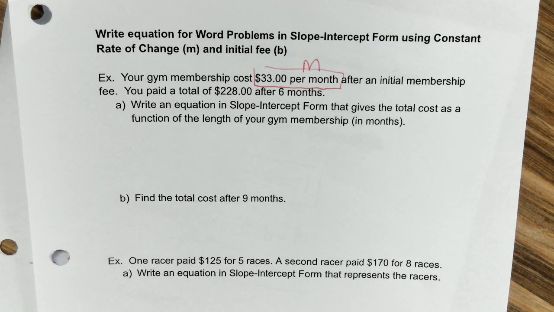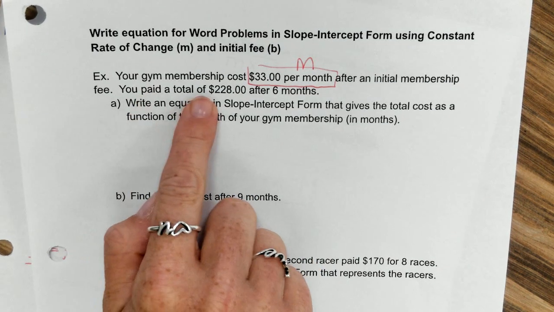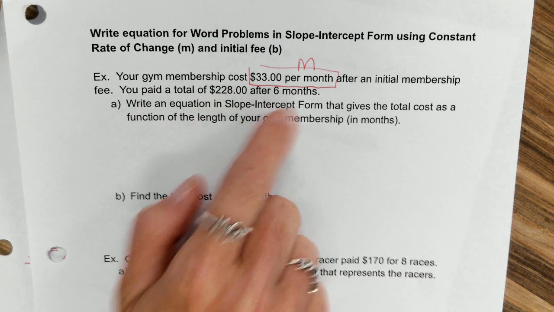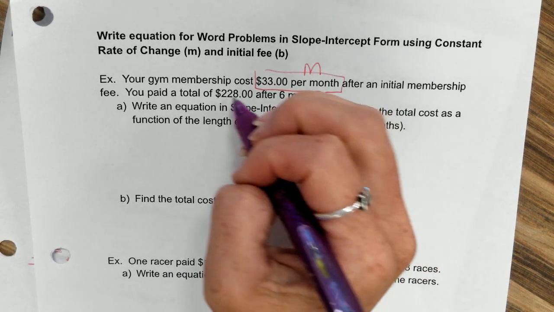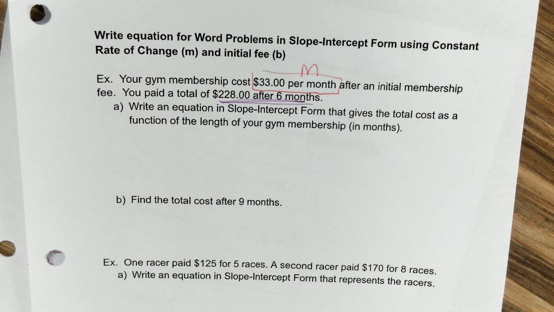Then it says, after an initial membership fee. But did they give you the initial fee? No. They did not. I need everybody paying attention. You paid a total of $228 after 6 months. What do y'all think that is? Your Y and your X. That is your point that would fall on this graph. Which one's the X and which one's the Y?